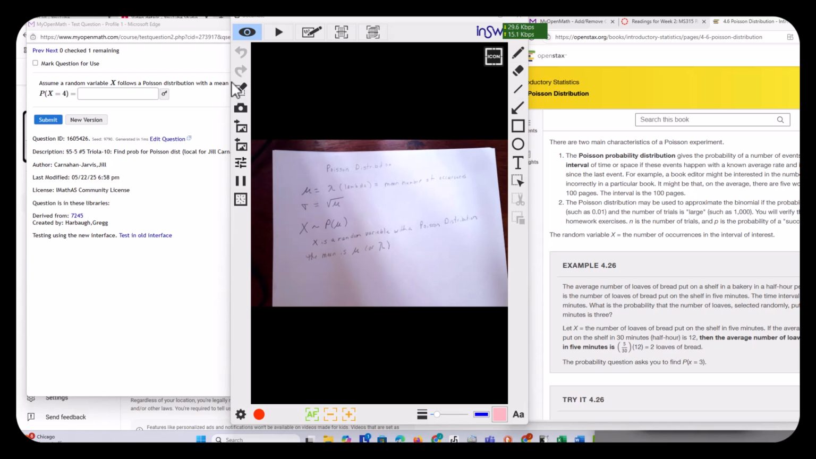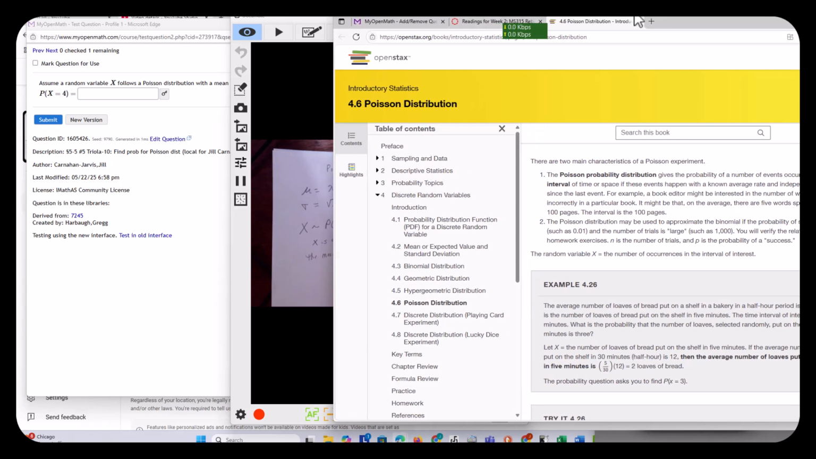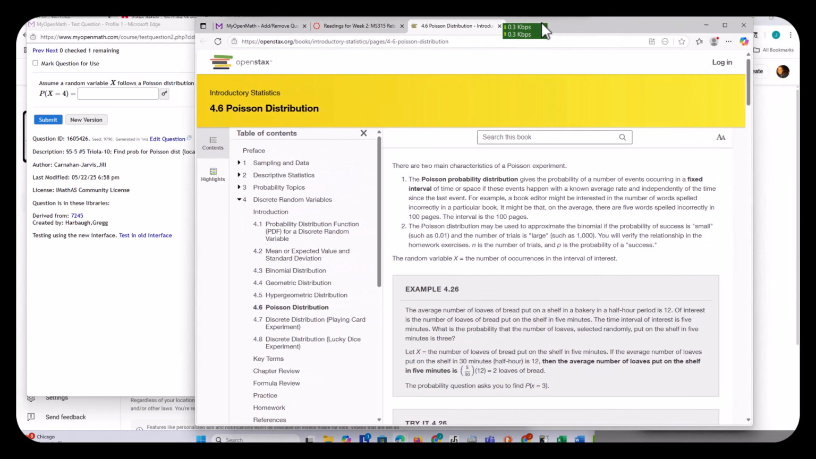Okay, we're going to be looking at the Poisson Distribution, which is 4.6 in your book. So I have the book pulled up here. Let me make this a little bit wider, and slide on over here a little bit.